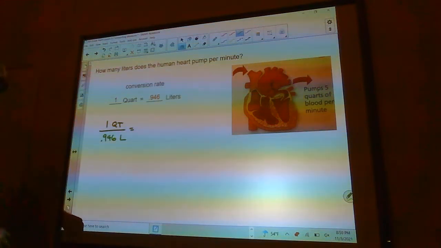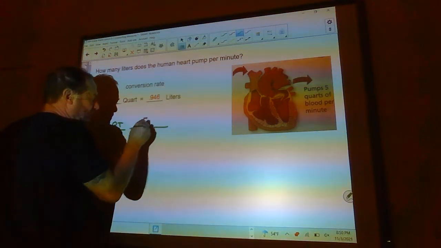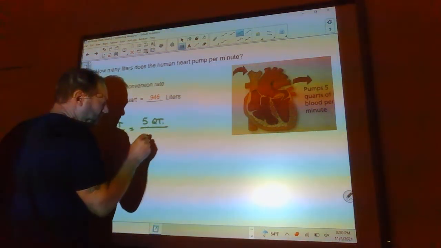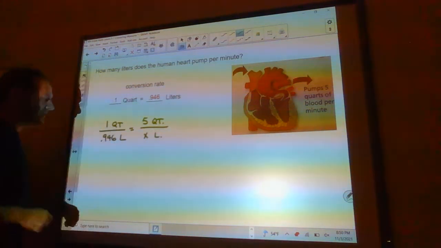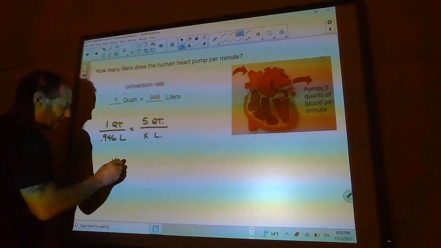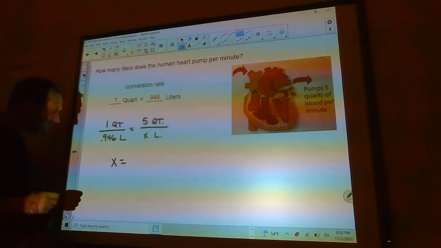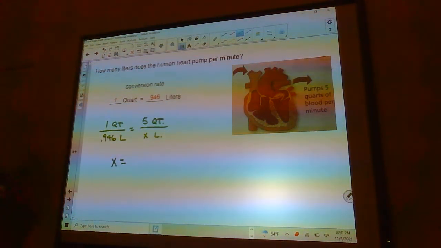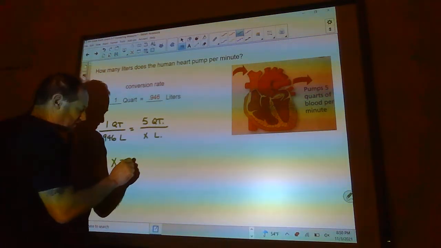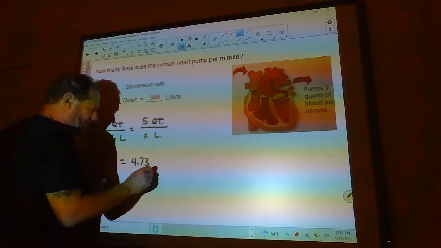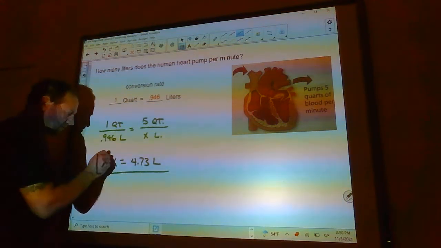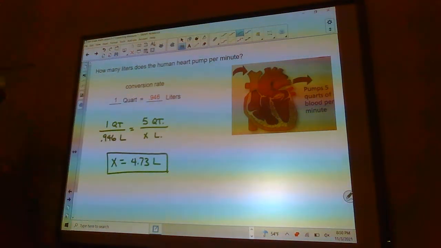Okay, now I'm going to pump 5 quarts. So 5 quarts is going to go up here. X liters is going to go down here. So X is going to be 5 times 0.946. 5 times 0.946 is 4.73 divided by 1 is 4.73 liters. And there you have it.